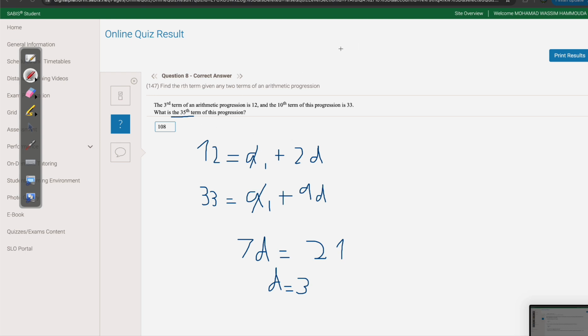So now they want the 35th term. So what we're gonna do is the an rule. a1 plus n minus 1 times d. D is 3, right? a1, how can we find it? Since we have a3, we're just gonna subtract d twice, right? So a1 will be 12 minus 6, which is 6, and n is 35. They said, what is the 35th term? So you plug this into the calculator and we get 108.